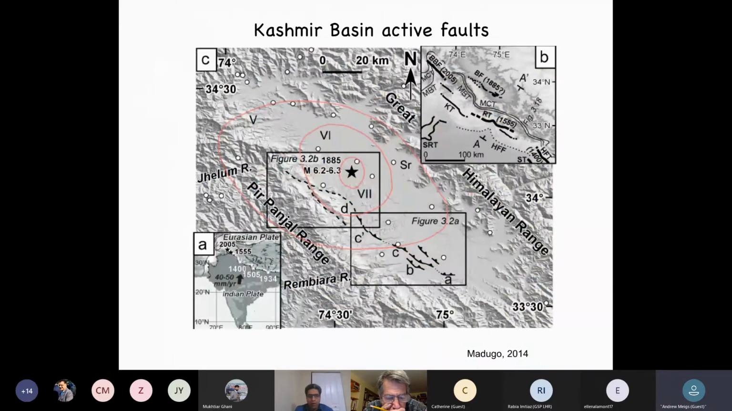Now, if we turn to the Kashmir Basin in the farthest north part of this transect, this is a map from Chris Madugo's PhD dissertation, in which he shows his map distribution of the so-called Balpora Fault System, which marks the southern boundary of the Kashmir Basin and deforms terraces that are coming off the Pir Panjal Range and draining into the central Kashmir Basin. The Kashmir Basin has a known earthquake history that includes an earthquake in the late 1800s in the magnitude 6 range. And so Chris went here to investigate the degree to which we could know whether this fault system was associated with that particular earthquake and older faults.